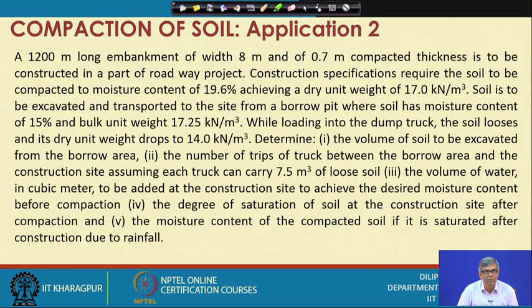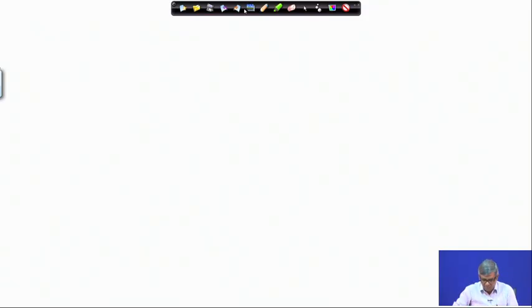Then third, the volume of water in cubic meter to be added at the construction site to achieve the desired moisture content before compaction. See, at the borrow site water is 15%, but at the actual construction site we require 19.6%. So, you have to add water. What is the amount of water to be calculated? Then the degree of saturation of soil at the construction site after compaction, and the moisture content when it is flooded, when it is saturated. So, these are the various aspects we have to find out. Now, I will take one by one.